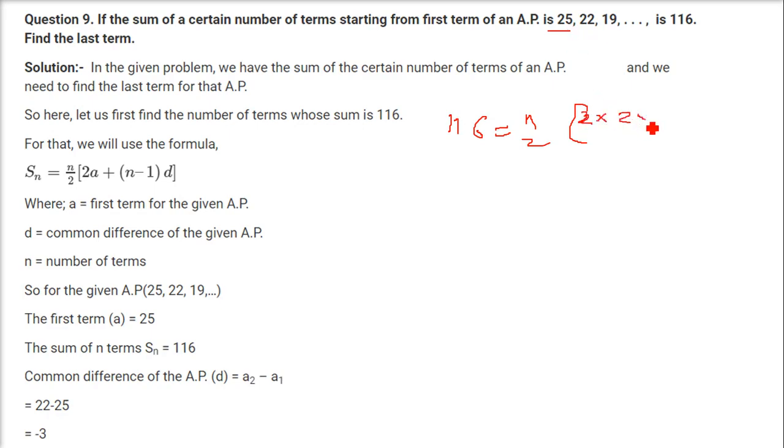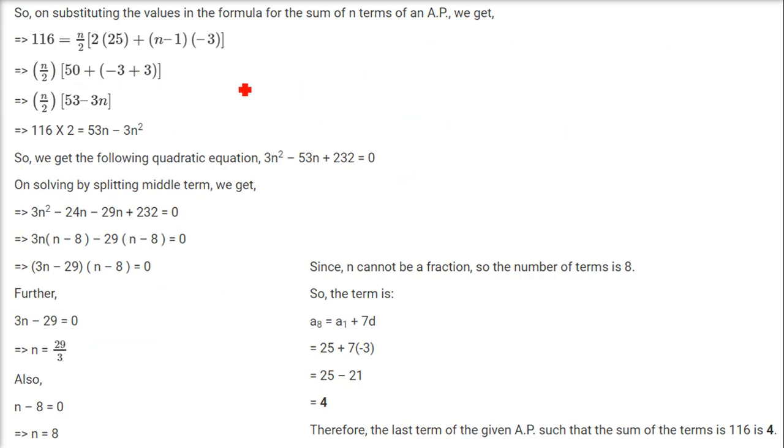So 2a plus n minus 1 into d, where d is 22 minus 25, that is going to be minus 3. Because a and d we can easily find out, we'll use the formula n by 2 into 2a plus n minus 1 into d. So this will be 116 into 2, that is going to be 232, equal to, you can easily solve this.